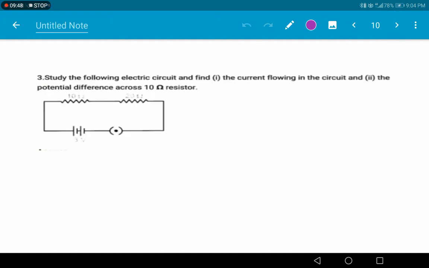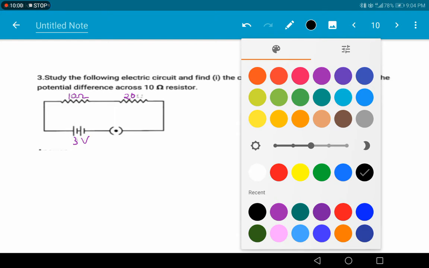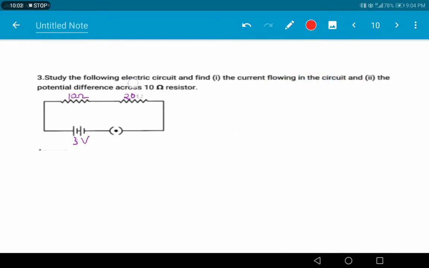So here the resistance, this is 10 ohm and this is 20 ohm and this is 3 volt. So what is given? Study the following electric circuit. Find the current flowing in the circuit and the potential difference across the 10 ohm resistor. There may be a chance of asking like this also: find the potential difference across the 20 ohm resistor. Let us add this question also.